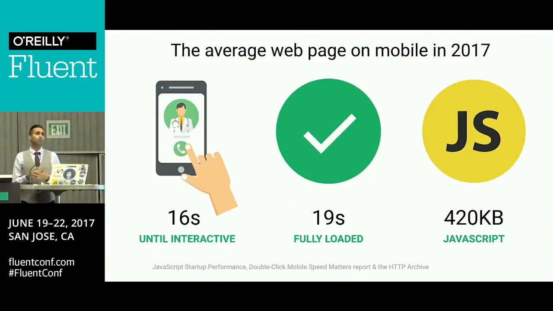Now, this is the current state of the mobile web in 2017. The average web page is interactive in about 16 seconds. That's crazy, right? 16 seconds. It's not fully loaded until about 19 seconds. That's like all the busy work of the network is done. The main thread is relatively quiet. And the average web page strips down about 420 kilobytes of JavaScript.